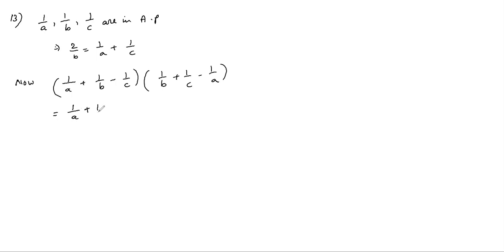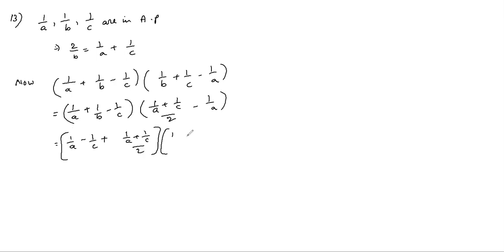1 by B plus minus 1 by C. 1 by B equals 1 by A plus 1 by C by 2 minus 1 by. We also write 1 by B value. 1 by A minus 1 by C plus 1 by B is 1 by A plus 1 by C by 2.